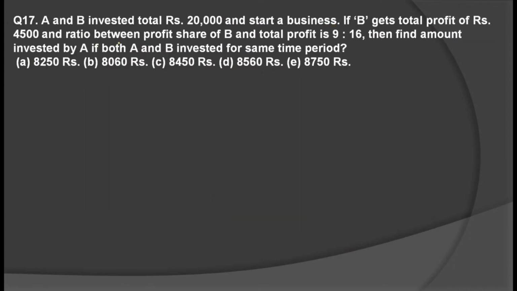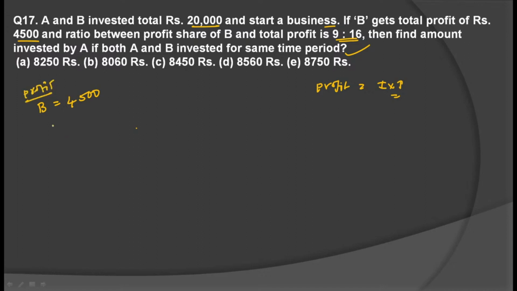And the next question is regarding the partnership model. Now see the 17. A and B invested 20,000 rupees to start a business. And B gets a total profit of 4,500. And the ratio between the profit of B and total profit is 9 is to 6. Now find the amount invested by A if both A and B withdraw at the same period. Now we already know that the profit values depend on the investment into time period. Now guys, B gets the profit of 4,500.